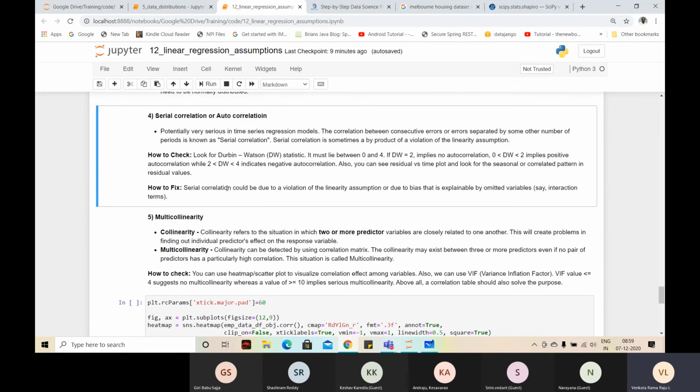That's it. So serial correlation can be avoided by adding interaction terms. We were talking about interaction terms, right? If you ignore interaction terms also, the serial correlation may happen. So try to include interaction terms and see whether serial correlation is avoided or not. If still not avoided, that means the problem belongs to time series.